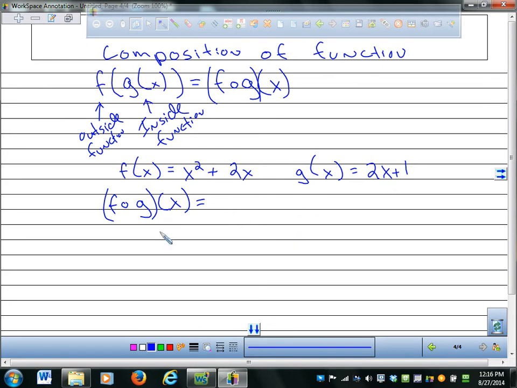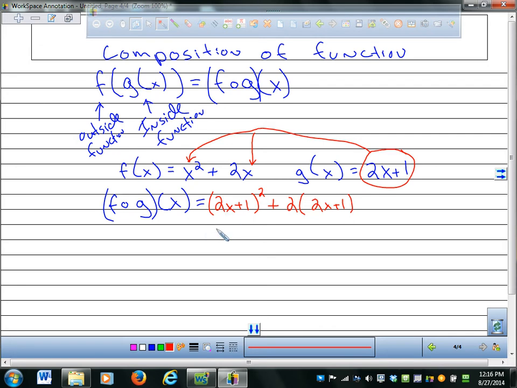Good. So what this says basically is you take this and you plug it into this function everywhere you see an x. And so you go 2x plus 1, just what Madison said, 2x plus 1 squared, plus 2 times 2x plus 1. Do you see where we got that from? Everywhere you see an x, you plug in 2x plus 1 because that's g. And so now what you've got is 2x plus 1 squared.